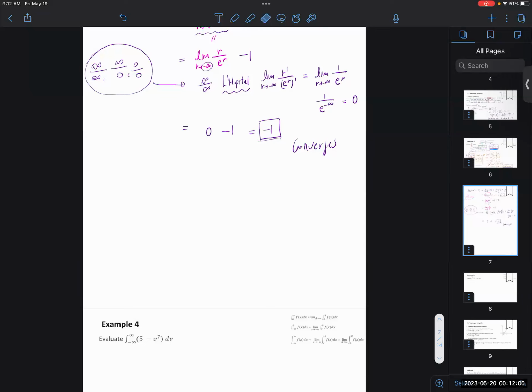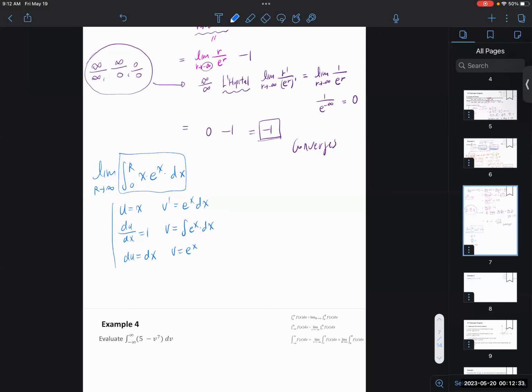Continue. So the second part was limit as capital R approaches infinity, integral from 0 to r, x times e to the x dx. So still, we're going to use the IBP method. So that's going to be u is x, du over dx is 1, du equals dx. And then we know v prime is e to the x dx. To find v, take the integral, so v equals e to the x. So we have all that information. So according to IBP, it is going to be uv minus integral v du.